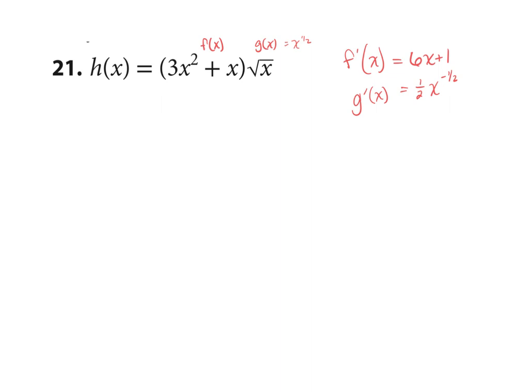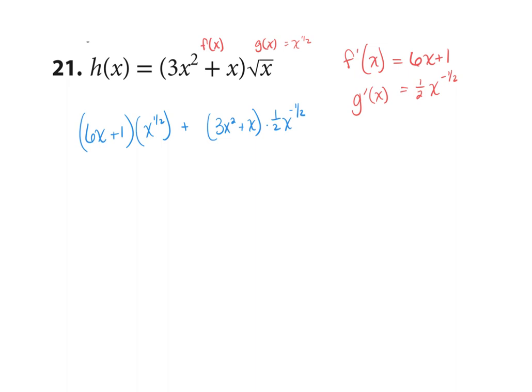So then you're going to say the derivative of the first, well, that's just 6x plus 1. And I would write this guy times the original x to the 1/2. I would write him like that, okay? And then you're going to say plus that 3x squared plus x, and then times 1/2 x to the negative 1/2. And then we're going to just distribute.